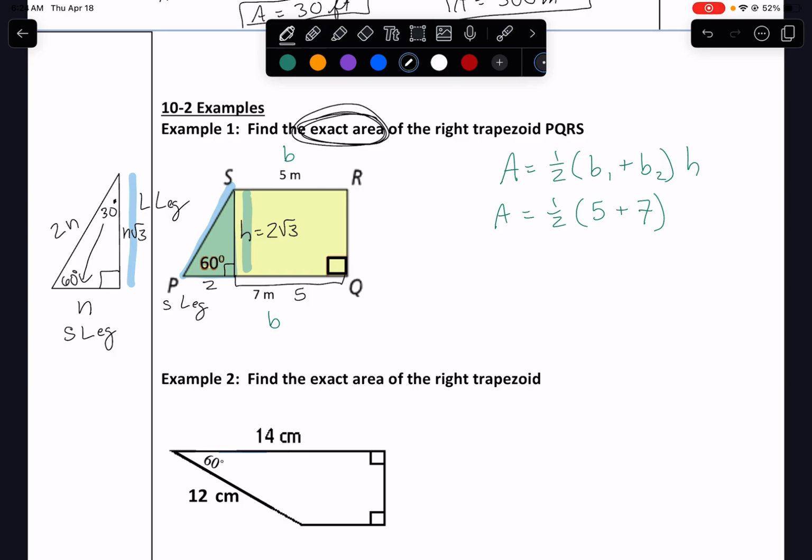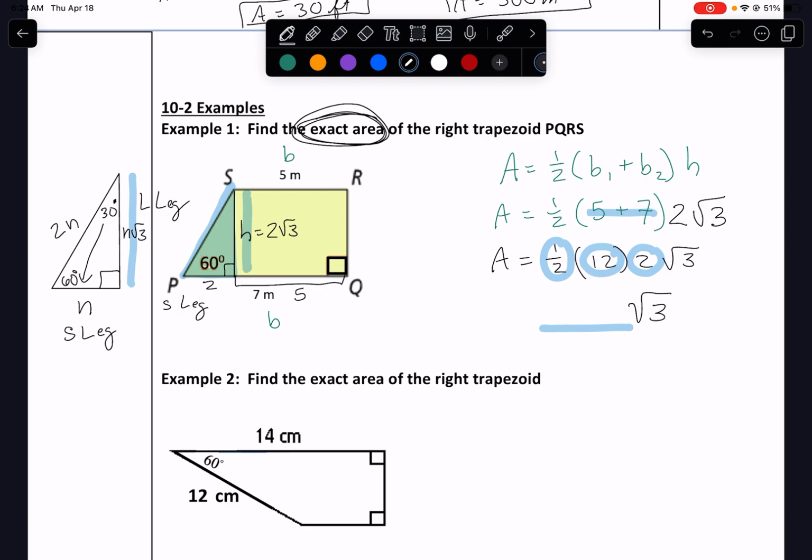So then we'll plug that into our formula. And so that square root of 3 is going to be the most useful here for our exact area. So I'm going to simplify this addition first, just because I've noticed a lot of people tend to accidentally multiply there. So 5 plus 7 is 12. And then 2 square roots of 3. And so then we'll take 1/2 times 12 times 2. And then we'll have that square root of 3 at the end.